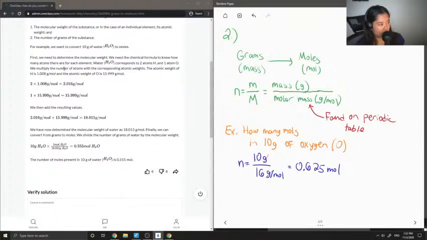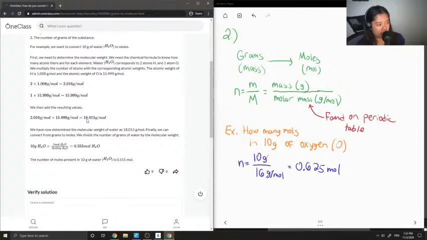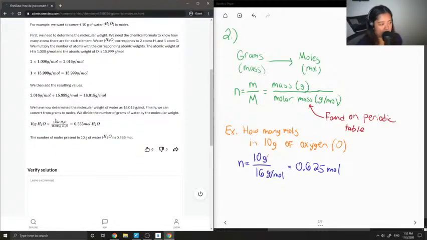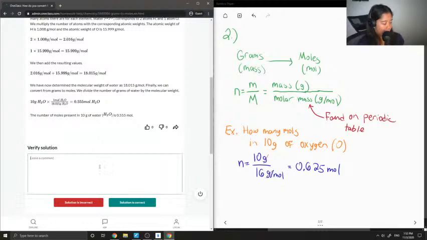2 atoms of hydrogen, 1 atom of oxygen, and then multiply the number of atoms with the corresponding atomic weights. So they get the molar mass of water to be 18.015 grams per mole. And now that we have determined the molecular weight of water, we can convert grams to moles. We divide the number of grams of water by the molecular weight. So they have 10 grams divided by 18.015 grams per mole. And they got 0.555 moles of water. So this solution is correct.